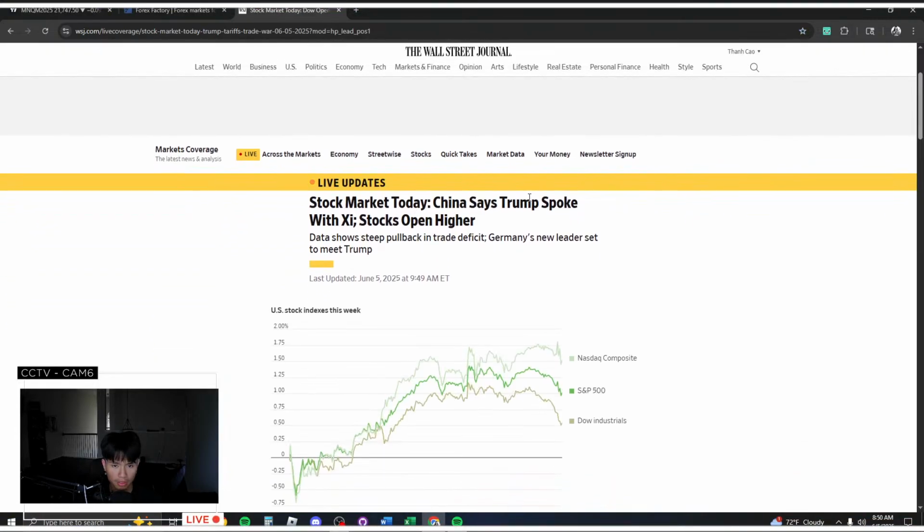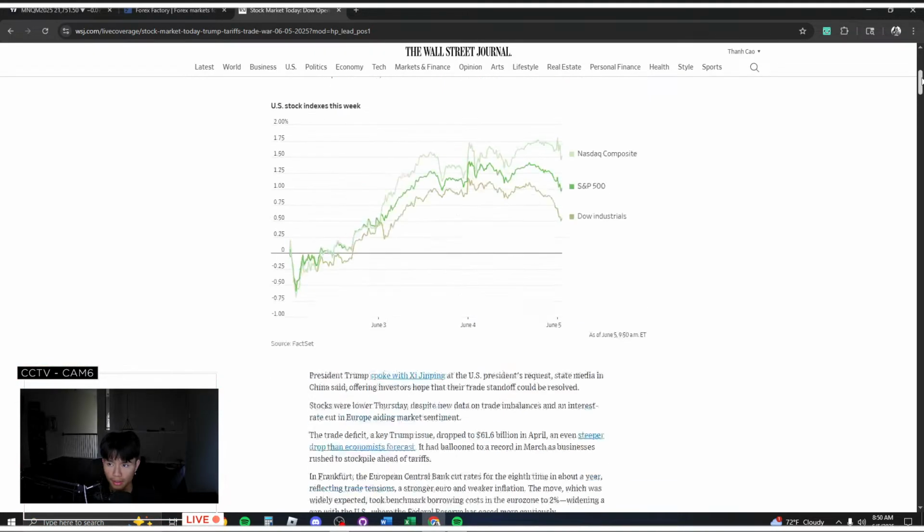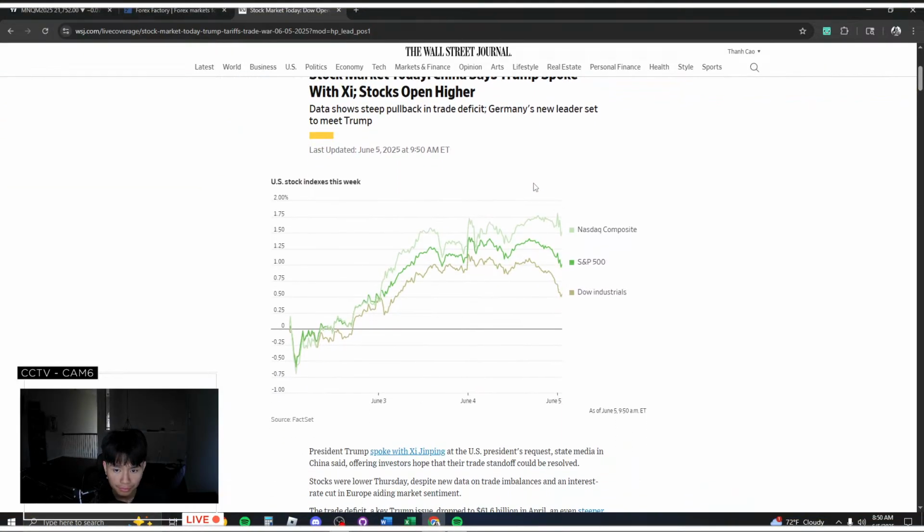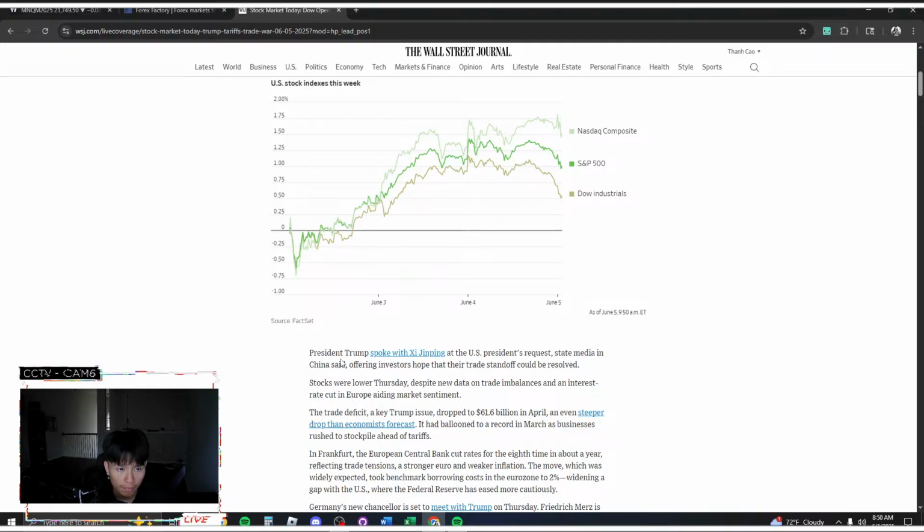So, stock market today: China says Trump spoke with Xi. Stocks open higher. Data shows steep pullback in trade deficit, offering investors hope that the trade standoff could be resolved. Stocks were lower Thursday despite new data on trade imbalances and an interest rate cut in Europe aiding market sentiment.